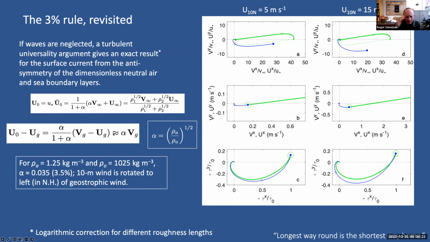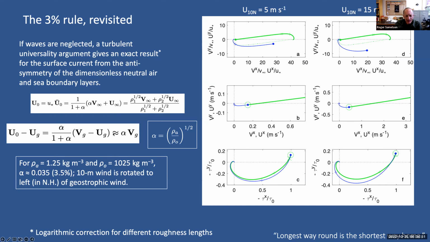So I want to come back to this 3% rule for just a moment. So it turns out that if you neglect the waves and you sort of replace the interface by a rigid sheet that transmits the stress, you can get an exact prediction from a turbulent universality argument for the surface drift. And it turns out to be close to this 3% value.